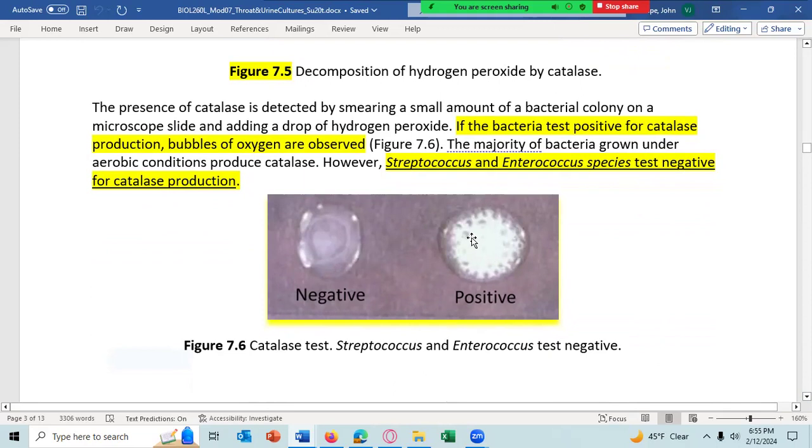And Streptococcus will be catalase negative. Unfortunately, Enterococcus species are also catalase negative. Most species that grow in the air are catalase positive, like Staphylococcus. Now, Streptococcus does grow in the air, but it is catalase negative. So does Enterococcus grow in the air.